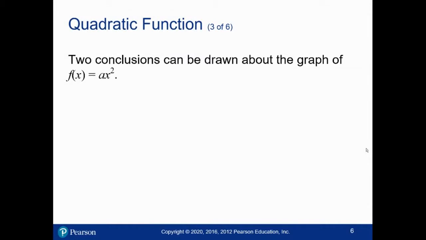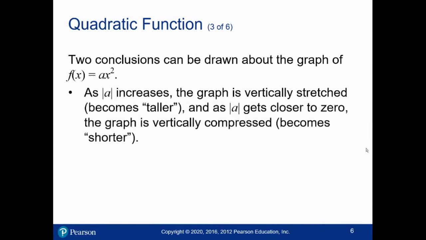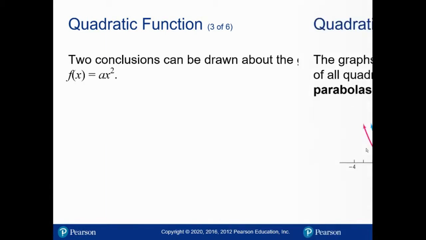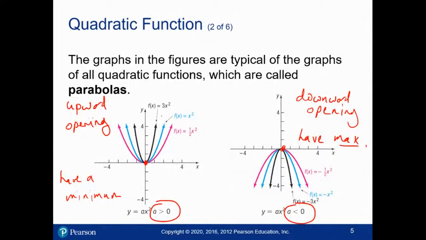Okay, so we can draw some conclusions. As a gets bigger, whether it gets bigger and bigger positive or bigger and bigger as a negative number, the graph opens faster and faster. I'll go back to the previous page to see this picture. So here, for example, is a value of 3 compared to a value of 1 compared to a value of 1/2. If I was to do 1/10 x squared, it would open even slower. It would look something like this.